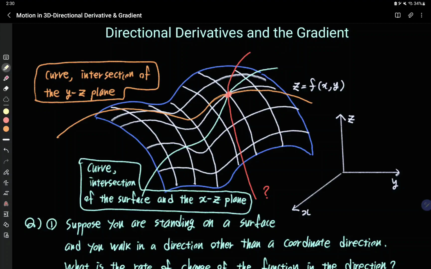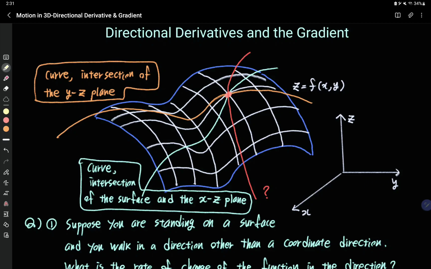To do that, we're going to try to figure out the answer to two questions. The first one is: suppose you are standing on a surface and you walk in a direction other than the x and y coordinate direction, then what is the rate of change of the function in such a direction? The second question is: suppose you are standing on a surface and you release a ball at your feet and let it roll. In which direction will it roll? These questions will be answered in this video.